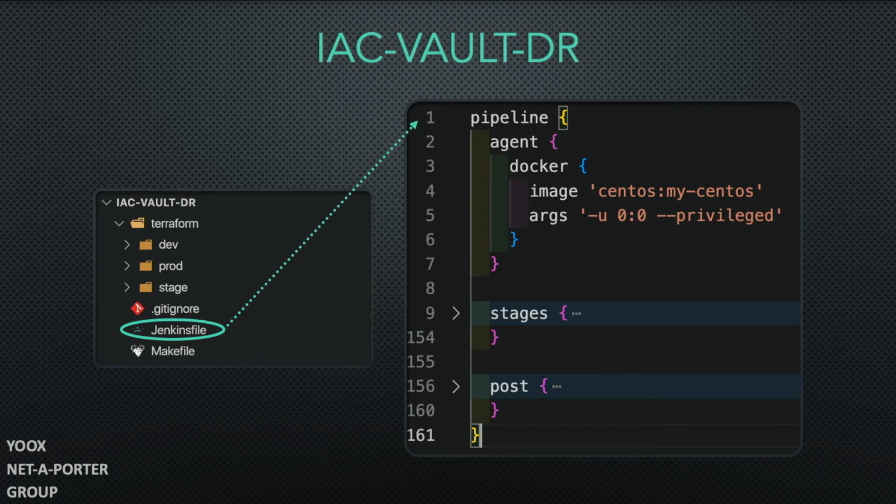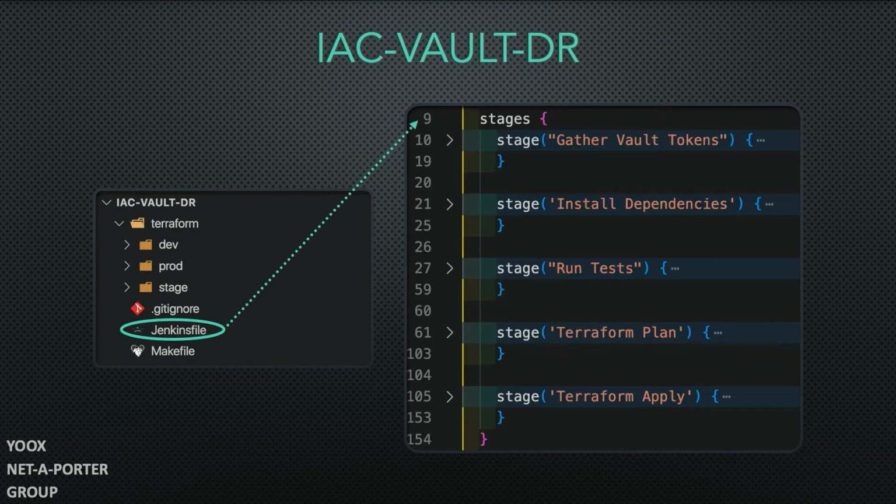Now, the Jenkins file here is an example. Here we use a declarative pipeline. We define everything to be run inside a Docker container, and the image is just a custom image. It's a CentOS, my CentOS. This is also one that I created for the purpose of this demo, and you can also find this on my GitHub. And there are some stages and a post action.